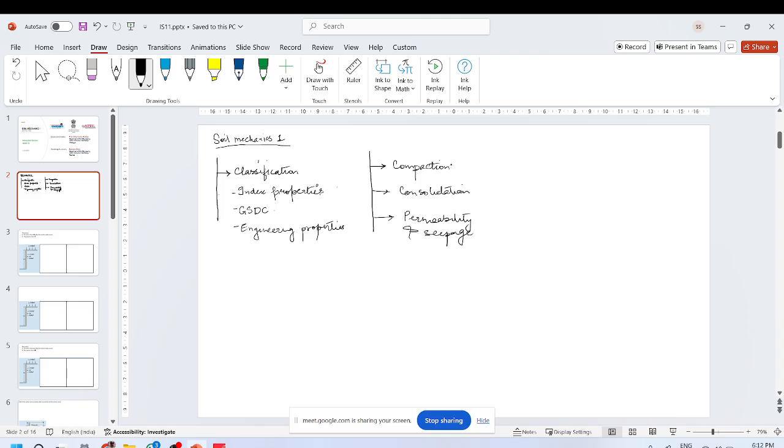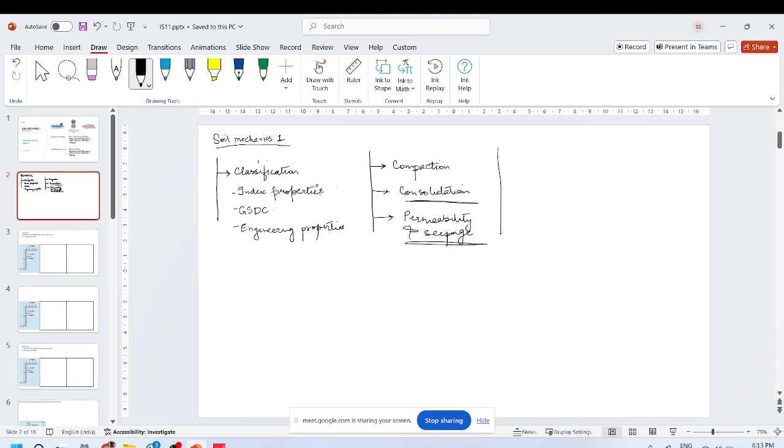So all of these are phenomena. Still, we are talking about the state of the soil. You compact the soil, then you basically want a particular void ratio. And consolidation is something that changes the state of the soil. This process takes place with time and it reduces the void ratio. Then again, we are talking about the property of soil permeability, how the flow of water through the soil will be.